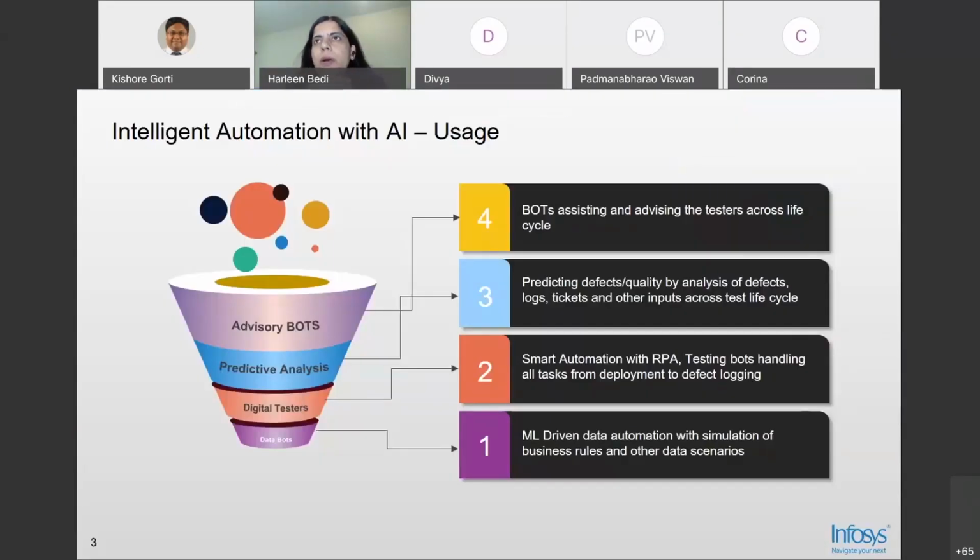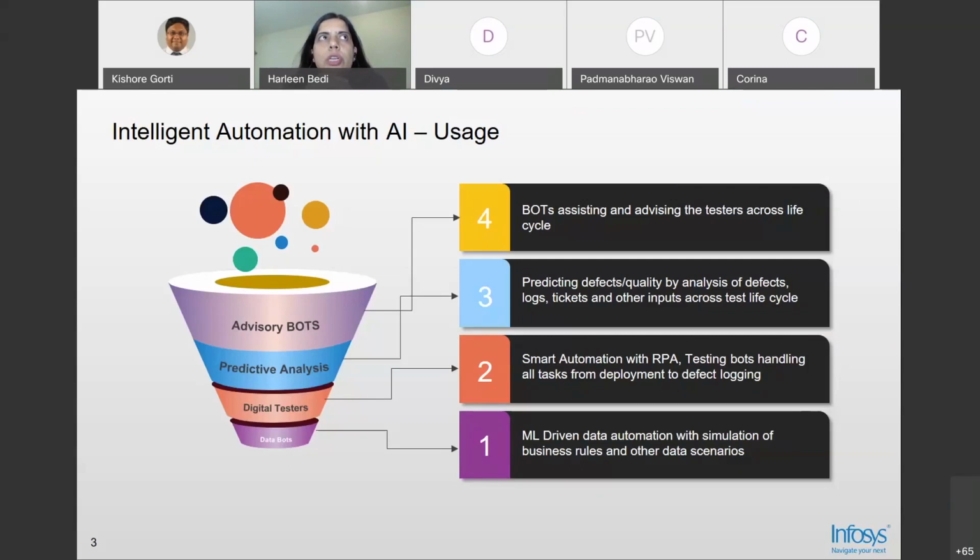So when we speak about using AI in QA, and I'm talking in the context of QA here, what are the typical uses that we see, or when we talk to various clients, or when we are seeing in our projects? There are a couple of things in which this is being used. The first one is what we call data bots, right?